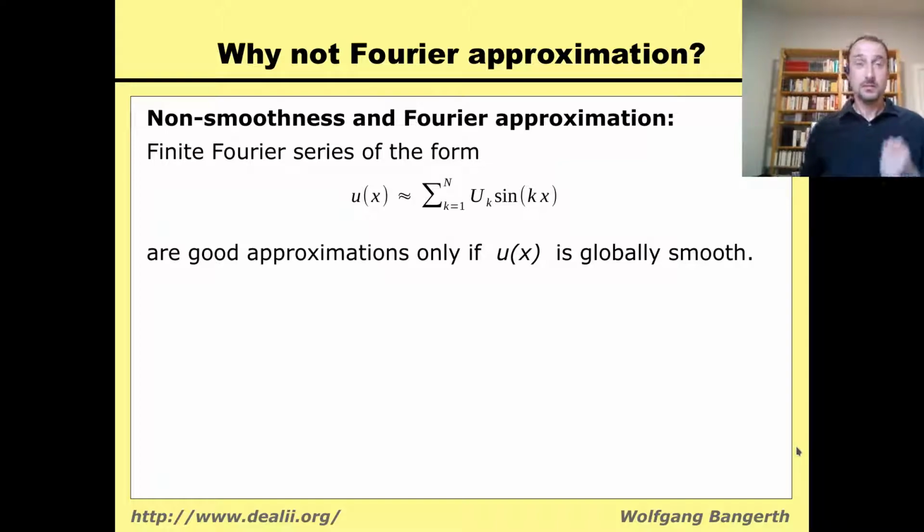All right, so let's look at why Fourier approximation, for example, does not work very well. So we know that under certain circumstances, you can represent a function u of x as a sum of sines, and maybe cosines, but that is not important here. You can represent it as a sum u1 sine x plus u2 sine 2x plus u3 sine 3x, and so on and so forth, and maybe the corresponding cosine terms.